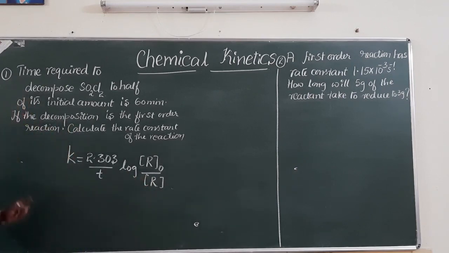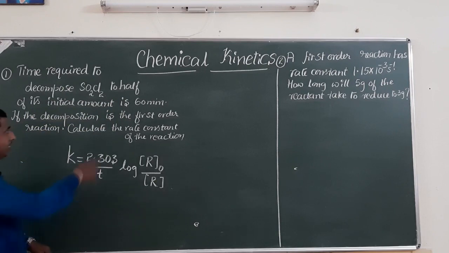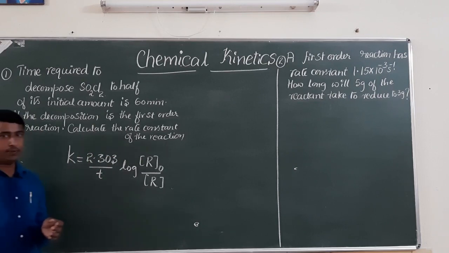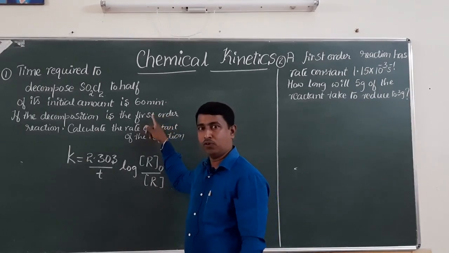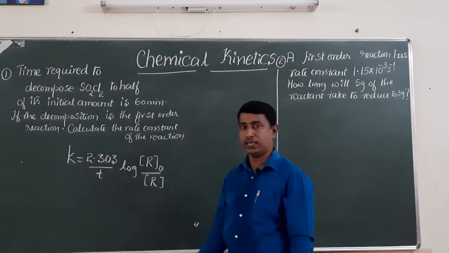First question: time required to decompose SO2Cl2 to half of its initial amount is 60 minutes. If the decomposition is of first order, then calculate the rate constant of the reaction. So time required for 50% decomposition is 60 minutes. What you have to calculate? We have to calculate the value of k, that is rate constant.